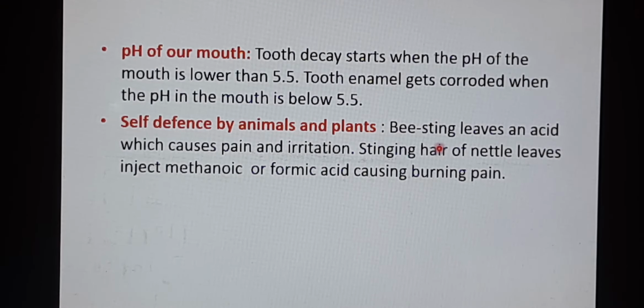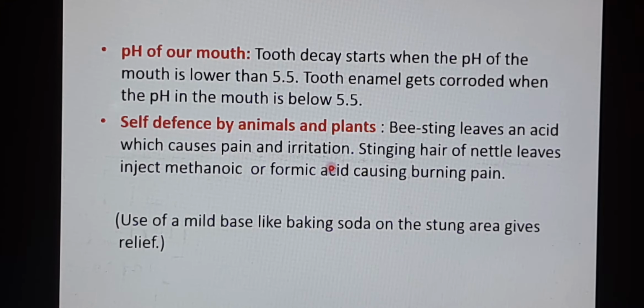Now acid has been injected into our body. So what we will do is apply anything which has basic character to neutralize the effect of this acid. Baking soda we can use, because baking soda is a mild base. You can also apply toothpaste. Anything which you know is basic in nature, you can apply to neutralize the effect of the acid.